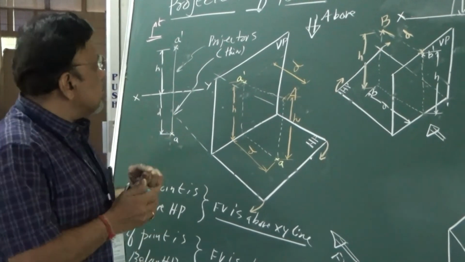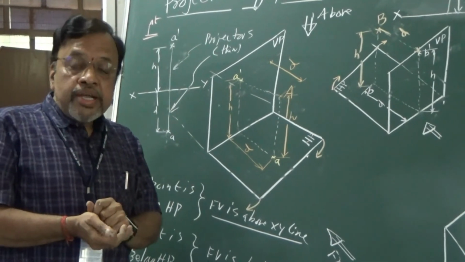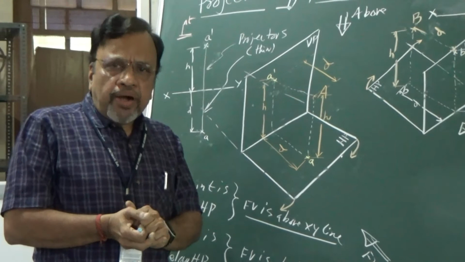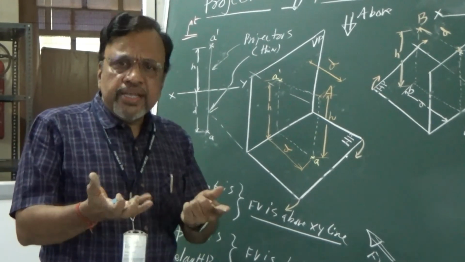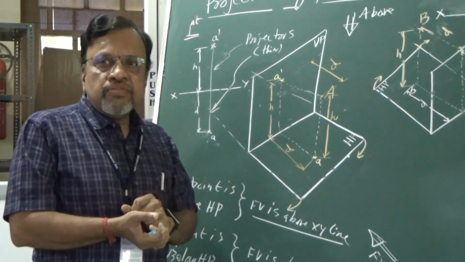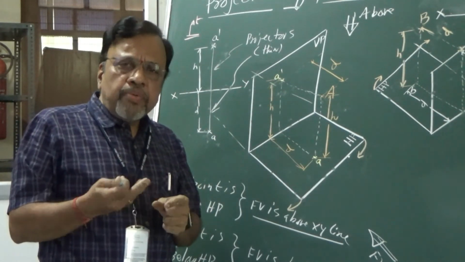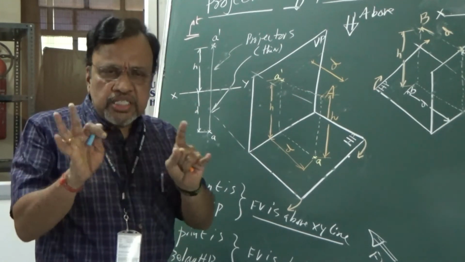Just to explain that a point may be situated in any of these quadrants, but it is also possible that a point may be in one of the planes itself. A point may be in HP itself, a point may be in VP itself, or a point may be in both HP and VP as well. So let us consider these three cases.